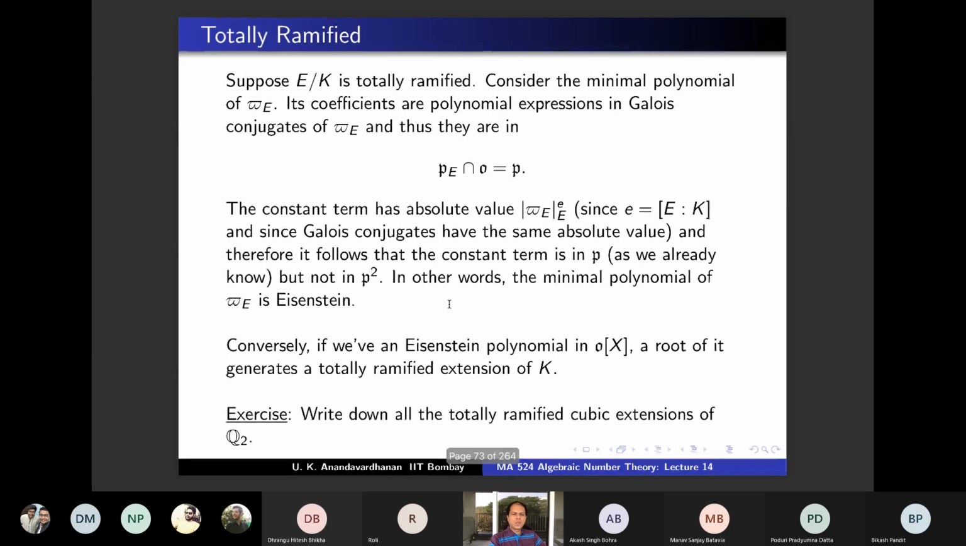Here is a small exercise. Write down all the totally ramified cubic extensions of Q_2. You'll have to check what the possible Eisenstein polynomials of degree 3 over Q_2 are. Try the exercise. And the question is, are they Galois? Earlier we saw that unramified extensions are always Galois; that follows from Hensel's lemma. Here it need not be, as you will see in this example. They need not be Galois.